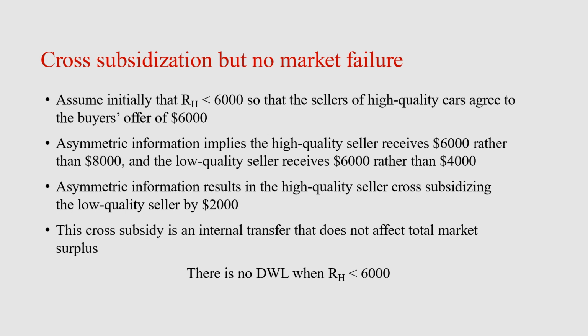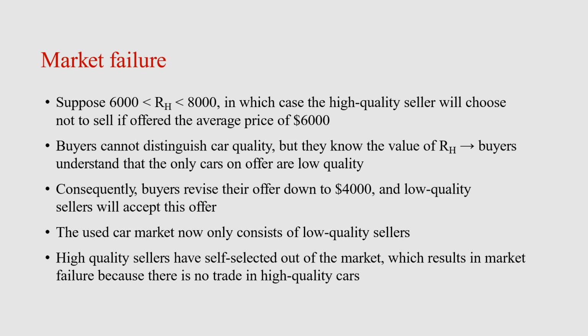This cross-subsidy is an internal transfer that does not affect the total market surplus. So there's no deadweight loss when the reservation price is below the average of the high and low quality cars, or less than $6,000. So when does the market failure occur?